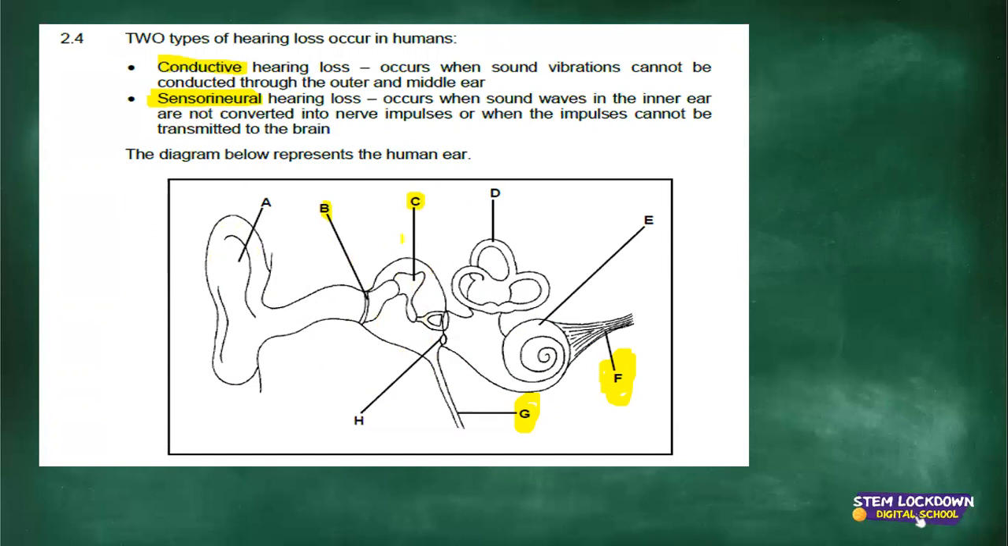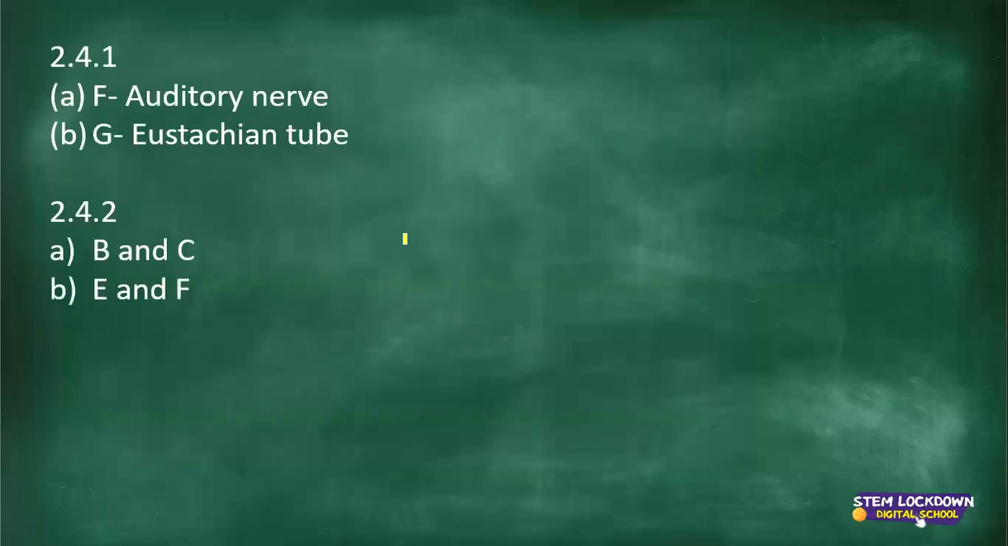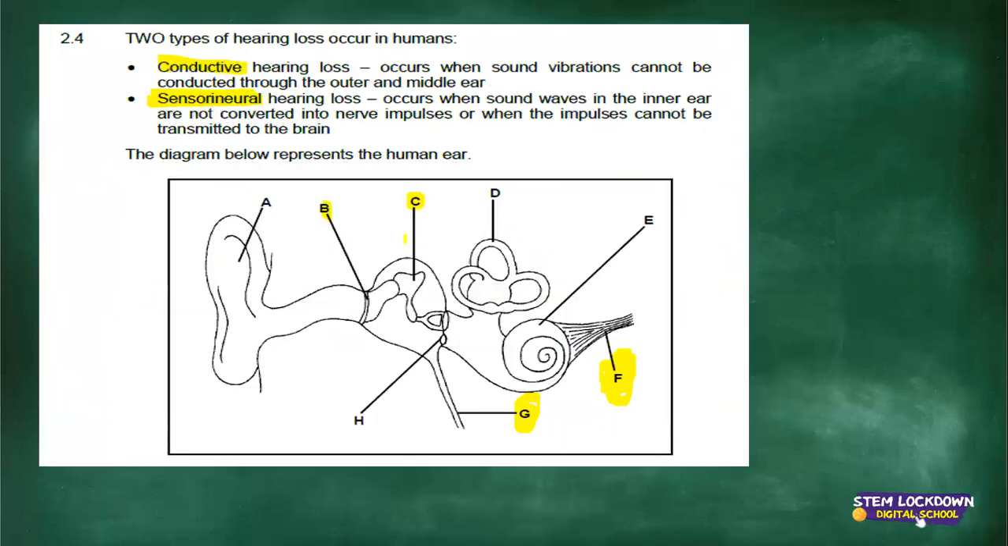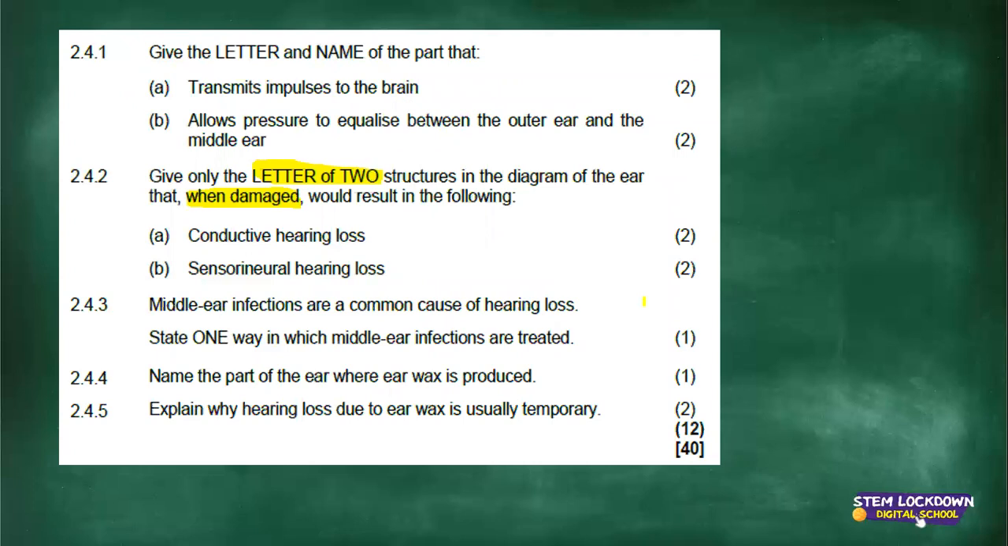So if these two were damaged, then you'd have conductive hearing loss. And then E and F would result in, where is E and F? There is E and F, that region there. That would then result in sensorineural hearing loss, because here the sound waves in the inner ear wouldn't be converted into nerve impulses, you see? Or they wouldn't be transmitted to the brain.